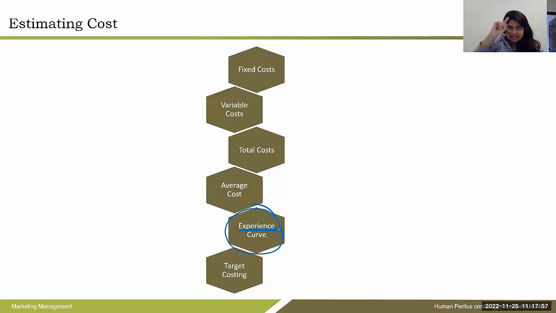And this average cost going down because of experience is called the experience curve. So if I tell you the technical definition, it is the decline in average cost with accumulated production experience. So a decline in average cost with an increase in production experience is called the experience curve. These are all the terms on the screen right now. So we've done the third stage, which is estimating the costs.